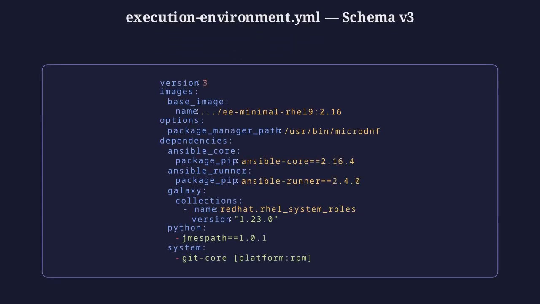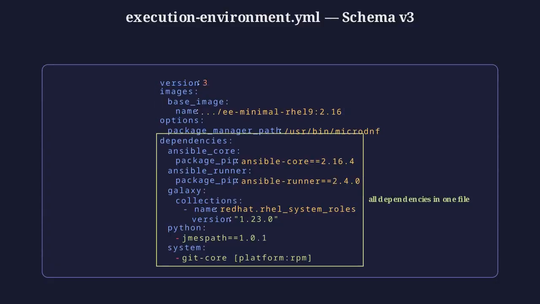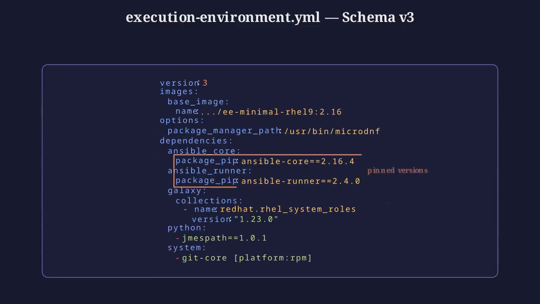This is a complete execution-environment.yml using Schema version 3, introduced with ansible-builder 3.x. Each section has a clear responsibility. The base image, the Ansible core version pinned via pip, the Ansible runner version, the Ansible collections with explicit versions, Python packages, and system RPM packages. 7 lines of YAML replaces hours of environment documentation.